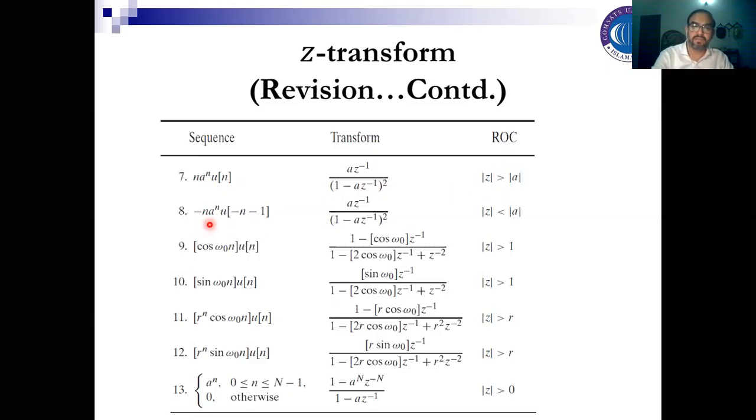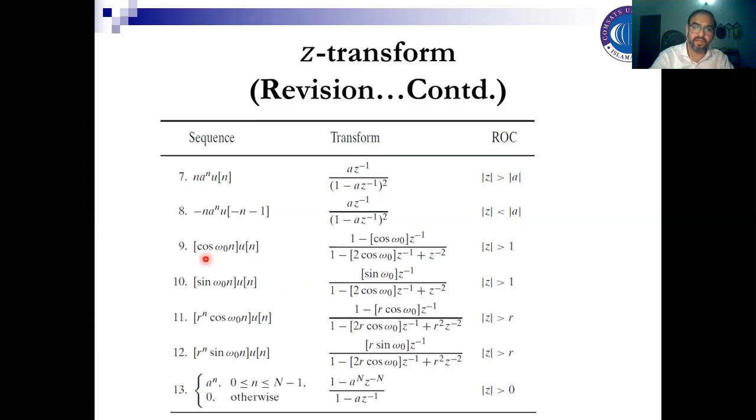Similarly, minus n a to the n u of minus n minus 1. In this case also the z transform is the same, but the region of convergence is different because it's a left-hand sided sequence. So mod z is less than mod a.